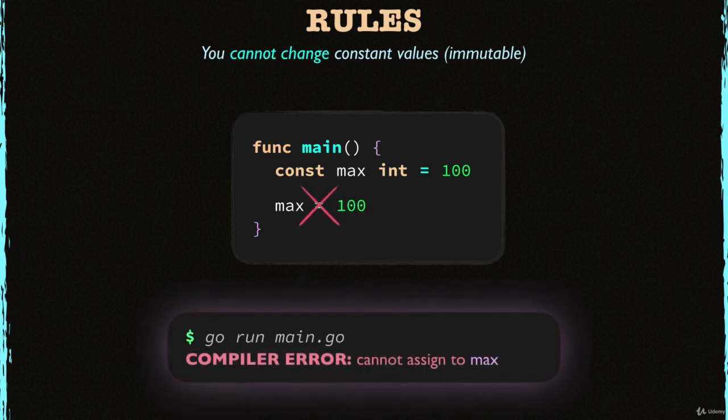As expected, it didn't work. Go compiler says that you can't assign a value to max. Max is a constant, so it's an unchangeable value. Therefore, it's immutable. So you cannot change the value of a constant.